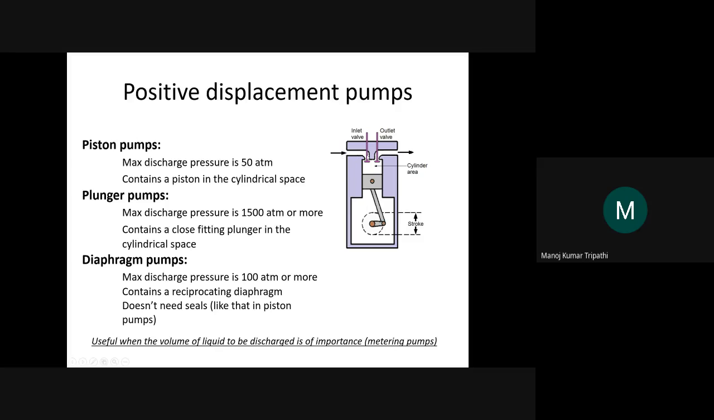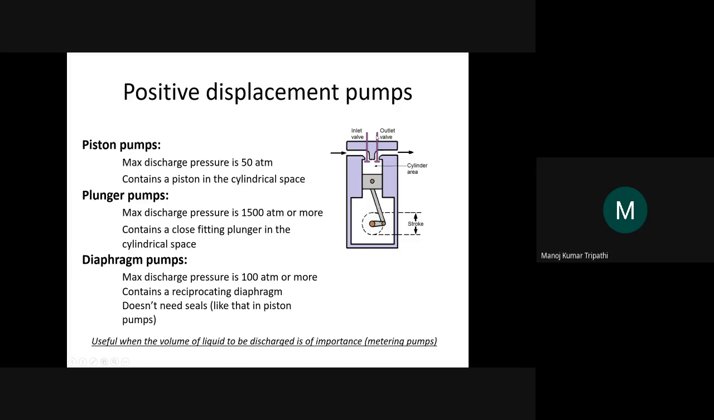You have this inlet valve here. Inlet valve opens, some air comes in, then inlet valve closes so that no fluid can go back in the inlet region, and the outlet valve opens and the piston goes up and it sends the air or fluid, whatever is inside the cylinder chamber, to the outlet.